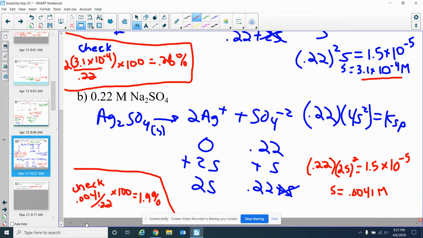Also checking that approximation, 0.0041 was what S came out to be, divided by the concentration that I was ignoring it from, comes out to be 1.9%. So that approximation was fine.